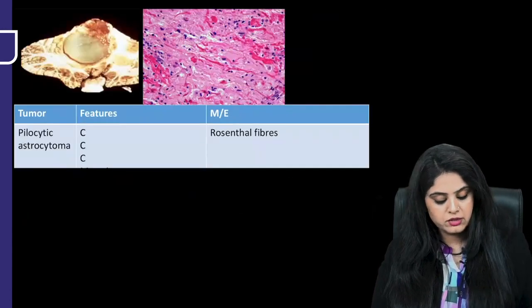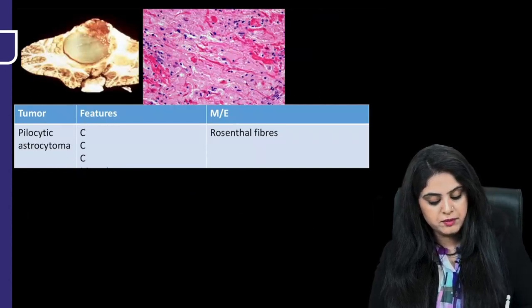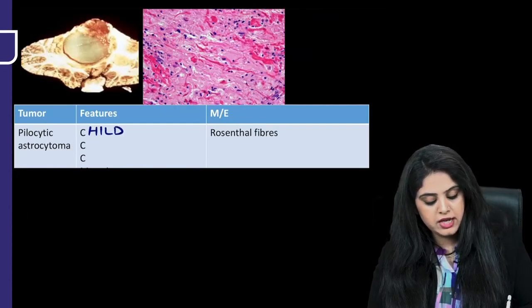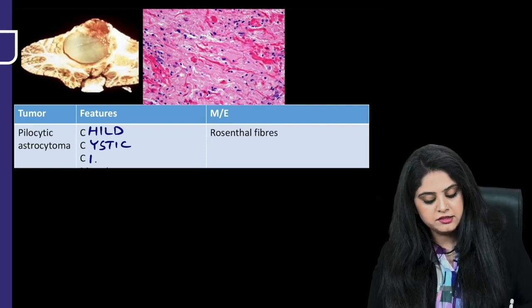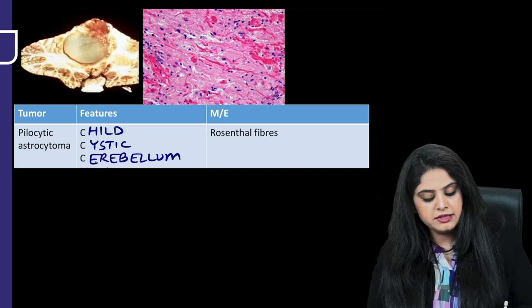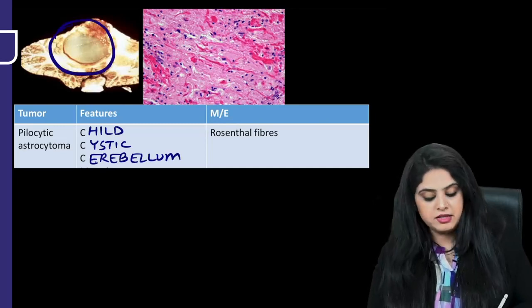So the first one that you're going to study is the CCC tumor, which means that you're going to have a child who is going to have a cystic lesion in the cerebellum. There's a cystic lesion in the cerebellum, and you have the same shown above. There's a cystic lesion shown in the cerebellum.